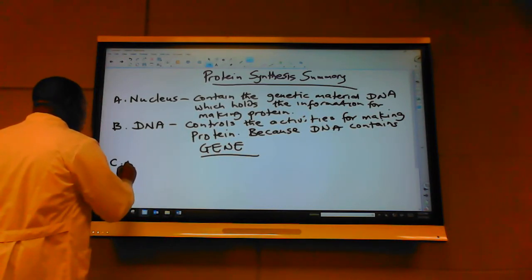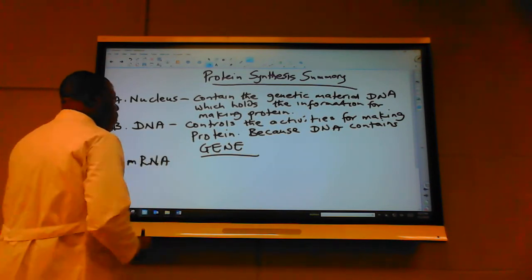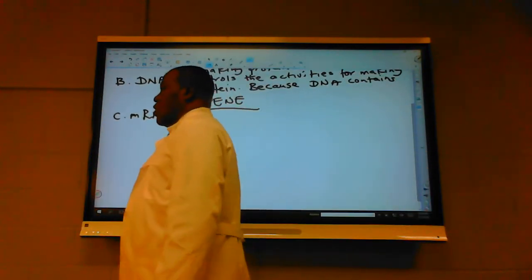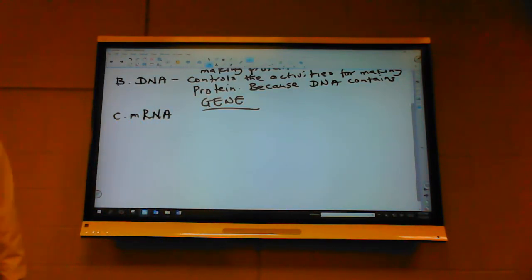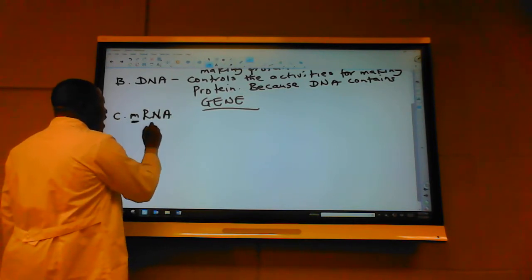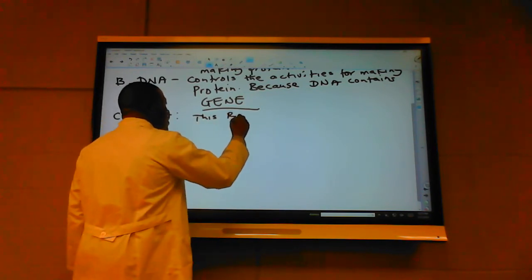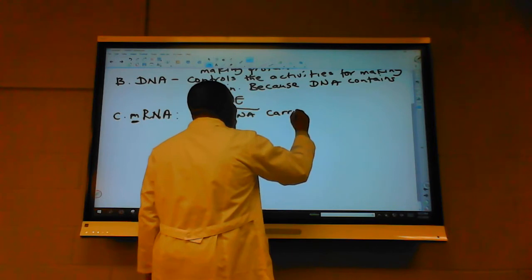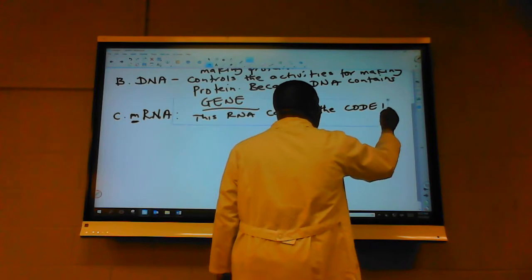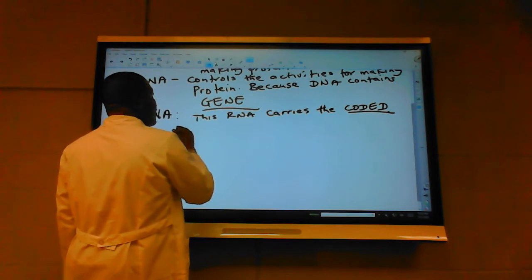Okay, next you go to C. So now we go to lowercase m, R, and A. So what does the lowercase mRNA do? I want you to underline that letter M. So basically it's a messenger. So this RNA carries the coded message. Write the word coded in caps. Okay, carries the coded message.